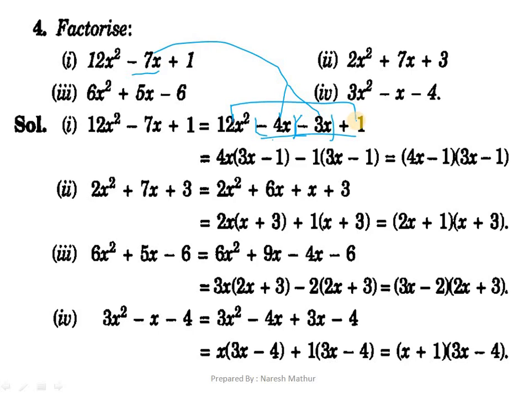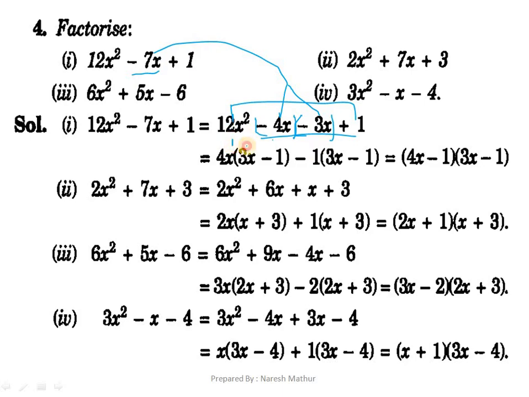Minus 4x into minus 3x: minus times minus is plus, 4 times 3 is 12, and x times x is x square. So the product should be 12x square, and the product of 12x square into 1 is also 12x square. So we are fulfilling both the conditions. It means the solution is going right.